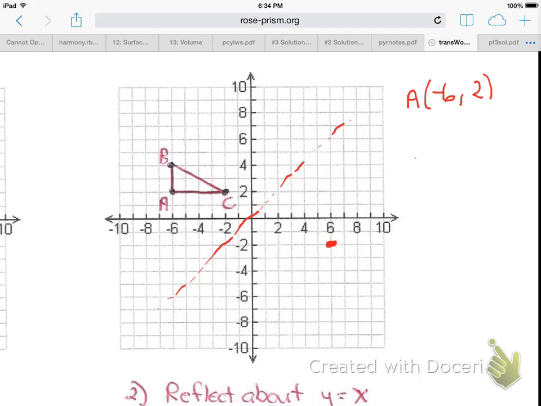When we reflect about y equals x, the coordinates, as I tried to say, do in fact just switch, but I didn't switch them. This is now going to be 2, negative 6. They just literally just change. So I go 2, and then I go 6 down.